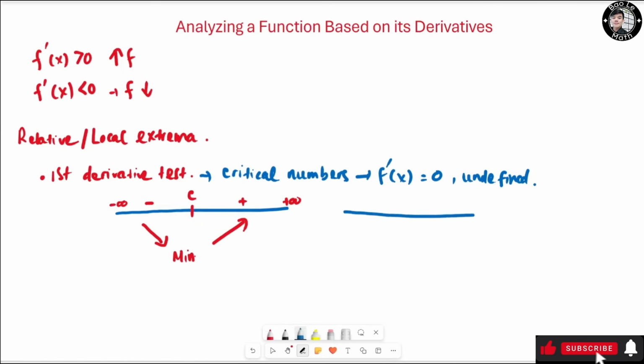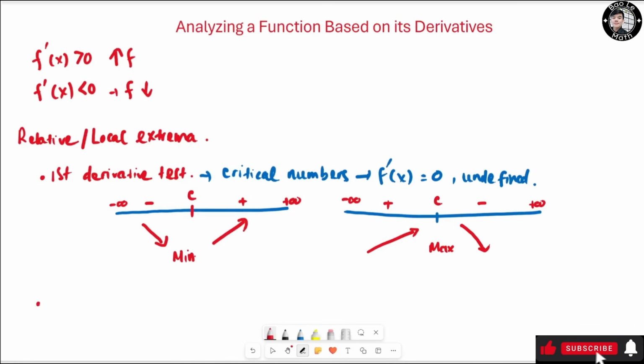Similarly, if you have the critical number c, on the left of c is going to be positive, on the right of c is going to be negative. Then the function is increasing, then decreasing. This one is a relative maximum, right?